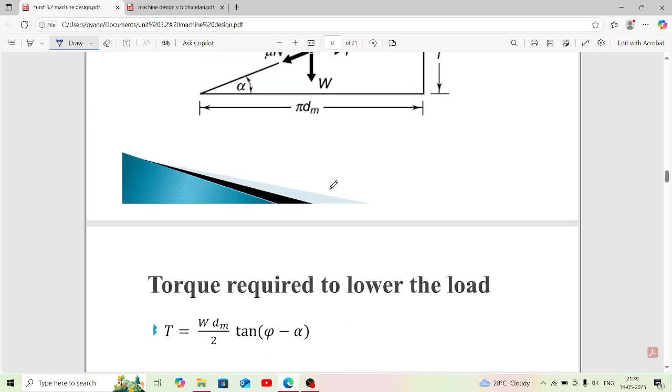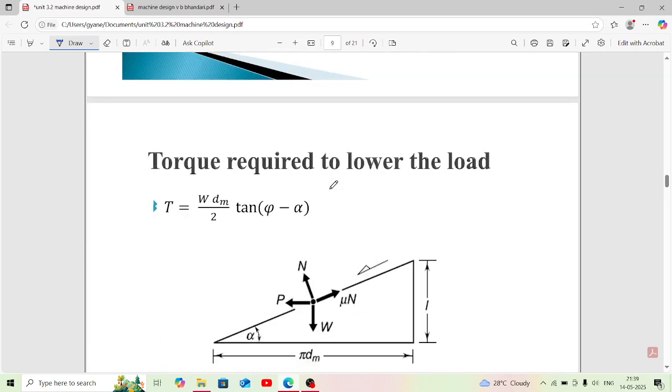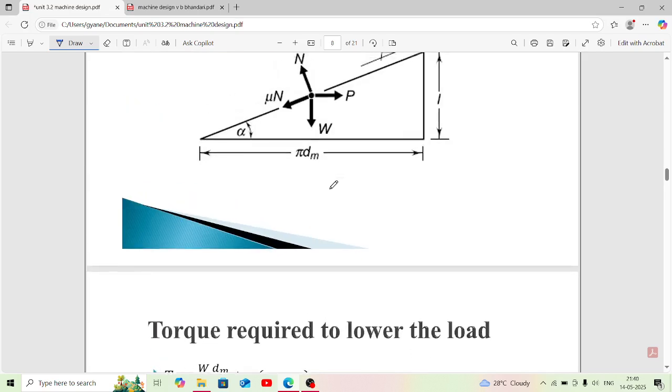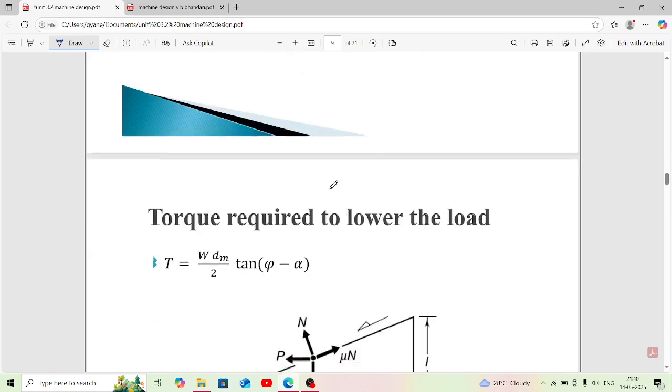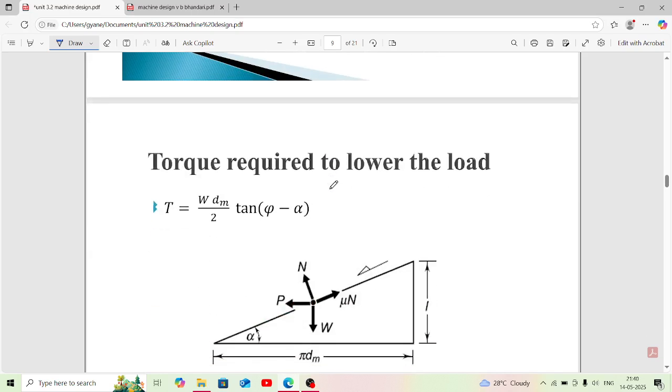Means as we know, the function of a power screw is to convert rotary motion into linear motion. But if you put a load on the power screw system, then we have to remove that load. So this is how much torque is required to raise the load, and how much torque is required to lower the load.